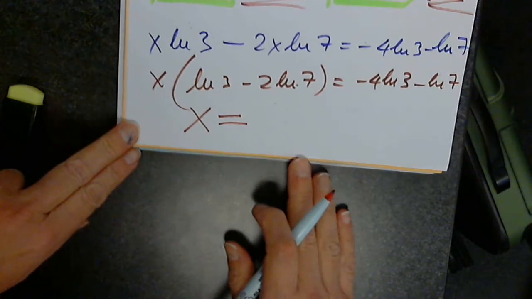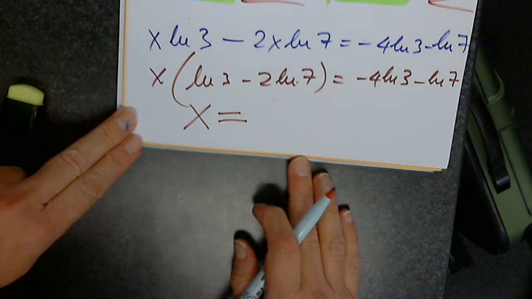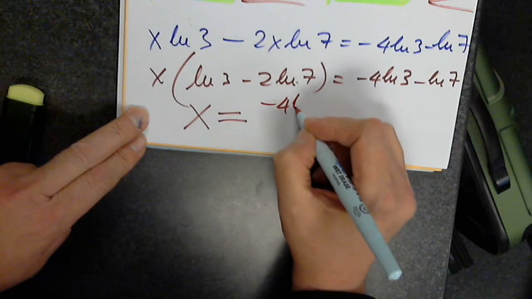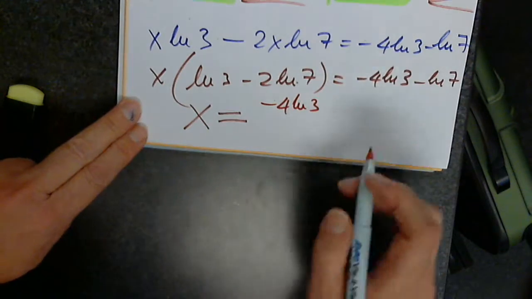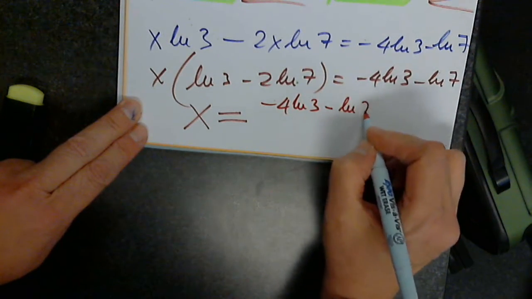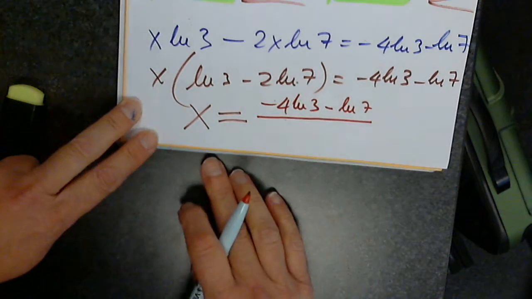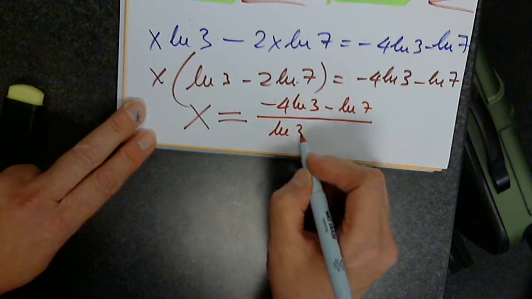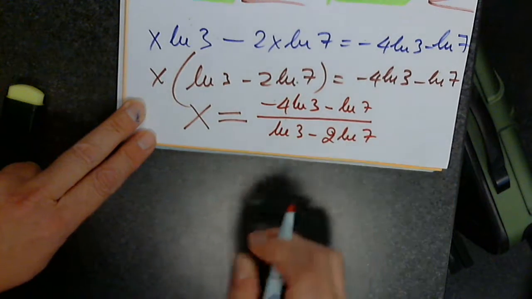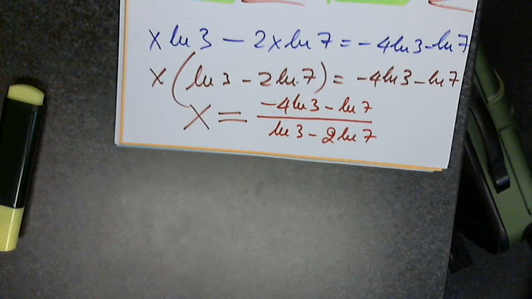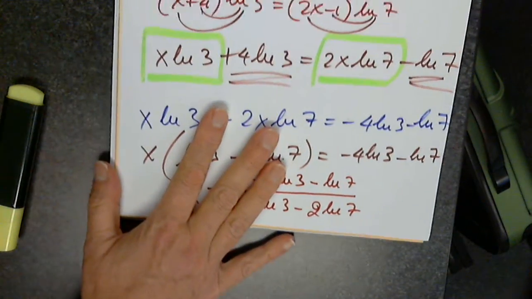Can anyone dictate? x equals (negative 4 ln 3 minus natural log 7) divided by (natural log 3 minus 2 natural log 7). No one can simplify this any further. Do we understand this equation? Every step? Okay, let's go from the beginning one more time.